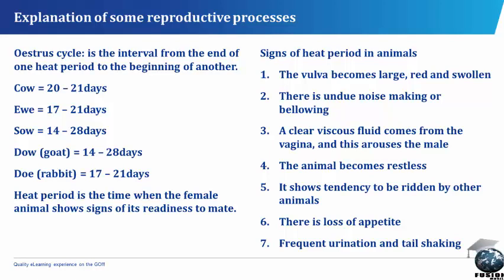The animal becomes restless. You notice a form of restlessness on the female animal. And sometimes they begin to mount on other female animals. The animal shows tendency to be ridden by other animals. There is loss of appetite in the female animal, frequent urination, and tail shaking.